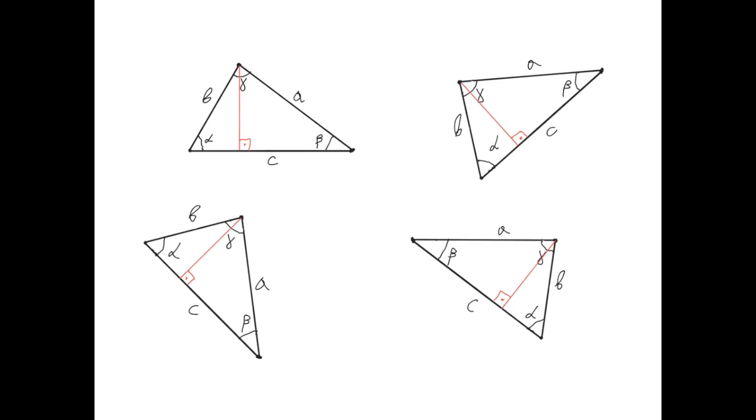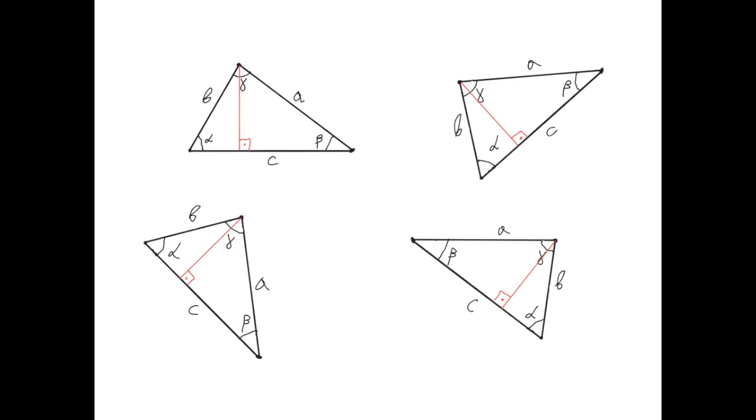For example, if we draw the altitude to the side C in these triangles, then the lengths of these altitudes would all be the same, because the triangles are congruent. In other words, the triangles are the same, and so you can't distinguish one from the other. And so we must have that this length equals this length equals this length equals this length as well. What's more, the angle here equals the angle here equals the angle here equals the angle here.